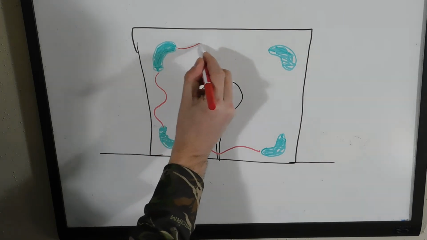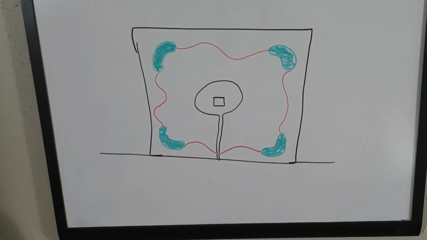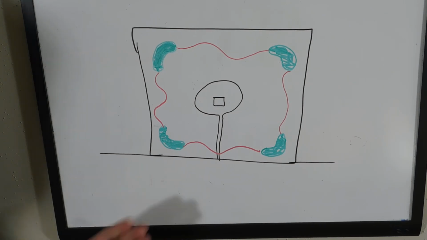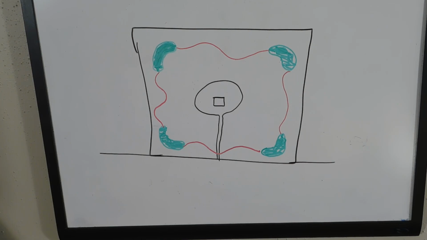So let's just say we fill these connections in with travel corridors. Well, now you sort of have this circle of movement that the deer are going to do. Now, deer are wild animals.